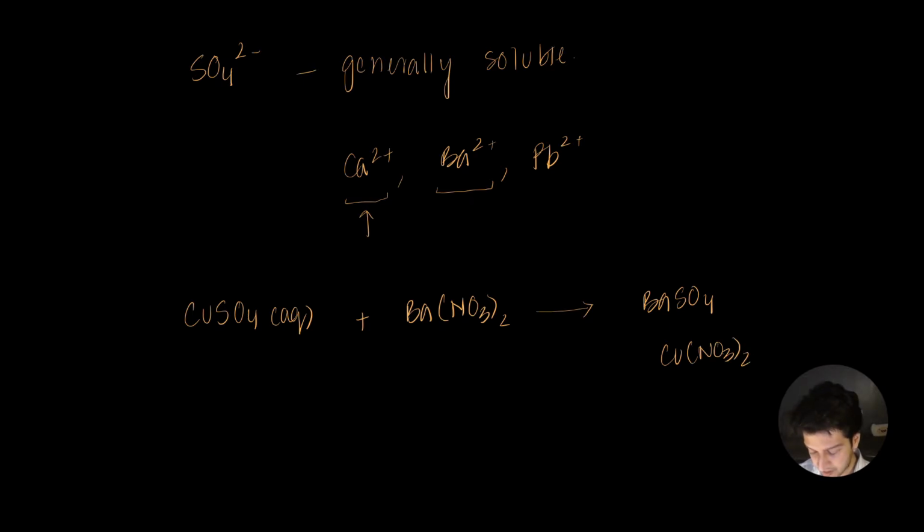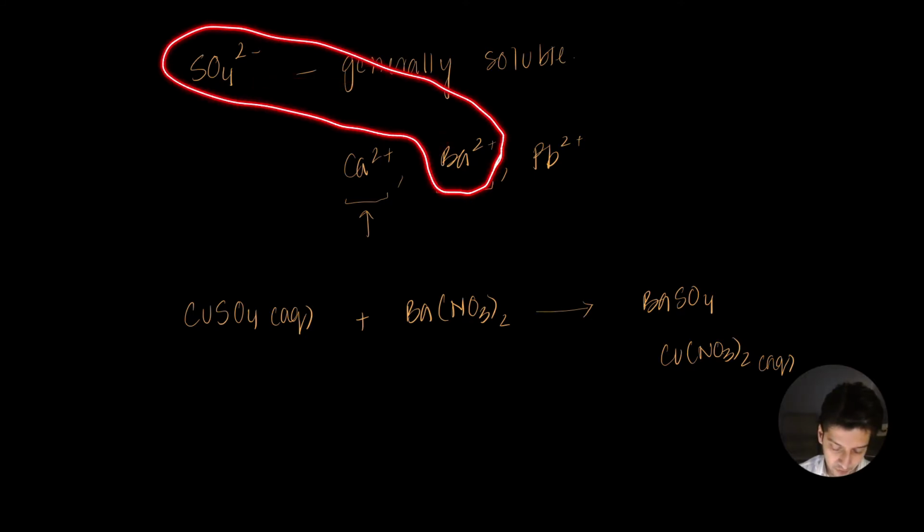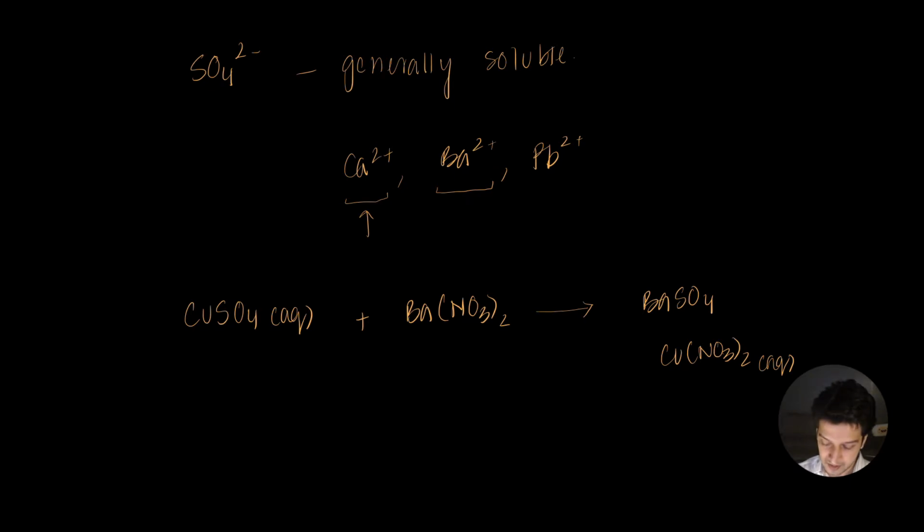ठीक है? Now copper nitrate, I'm telling you for now, is aqueous, so ये कुछ दिखता नहीं है. But barium sulfate, like I said, sulfate के कुछ products insoluble होते हैं, and barium sulfate is a well-known insoluble substance. So barium sulfate will form a solid precipitate, and the color for this precipitate is going to be white.